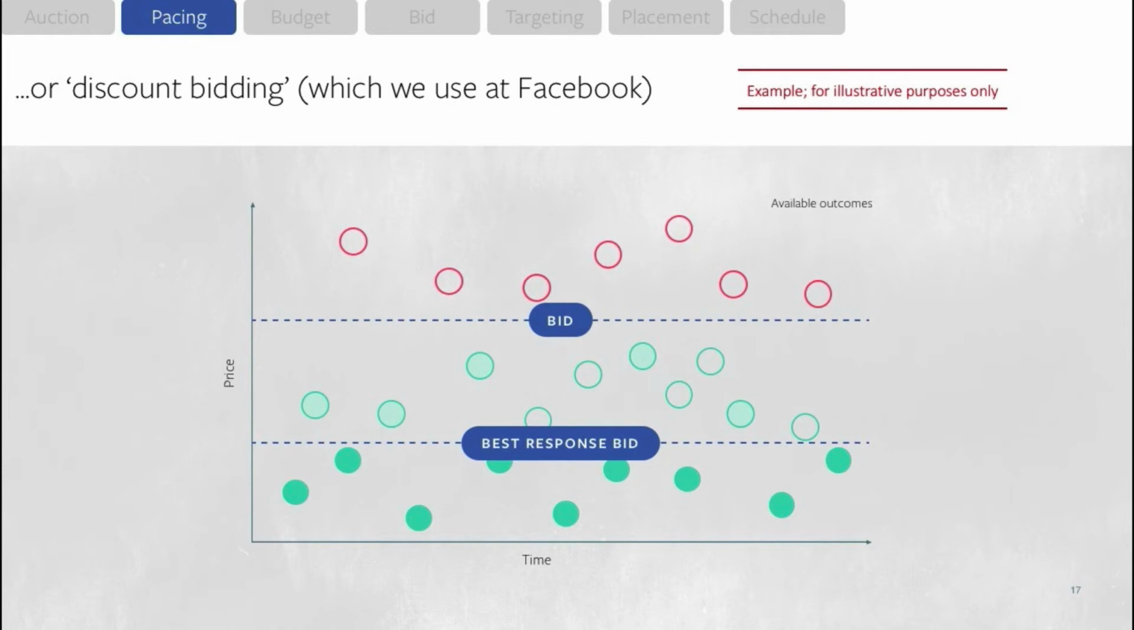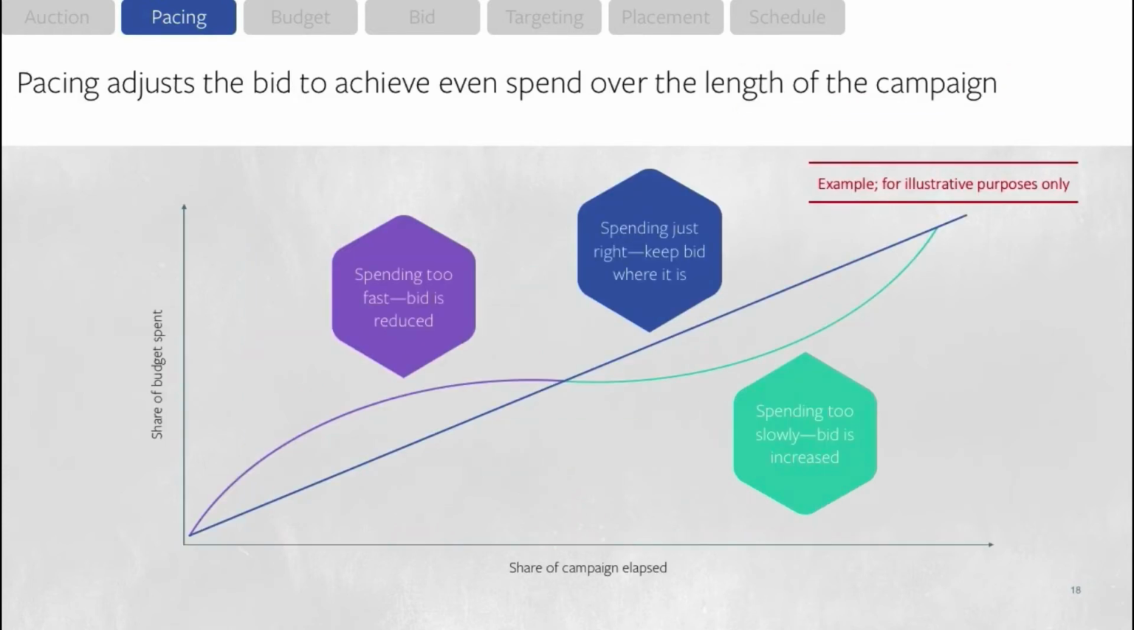So, if you're spending too fast at any point, we will lower the best response bid. If spending too slowly, we will raise it up to a point where we are entering all auctions with your full bid. If spending at the rate that is just right, we'll keep the best response bid where it is.